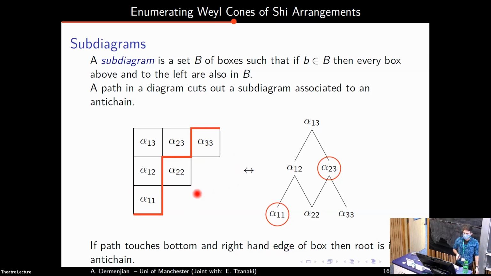And in essence, if you think about this, what it does is it creates a path in your diagram where the corner boxes are precisely the elements of your antichain for your root poset. So this is the basic idea. And this is the idea we're going to be working with for the rest.